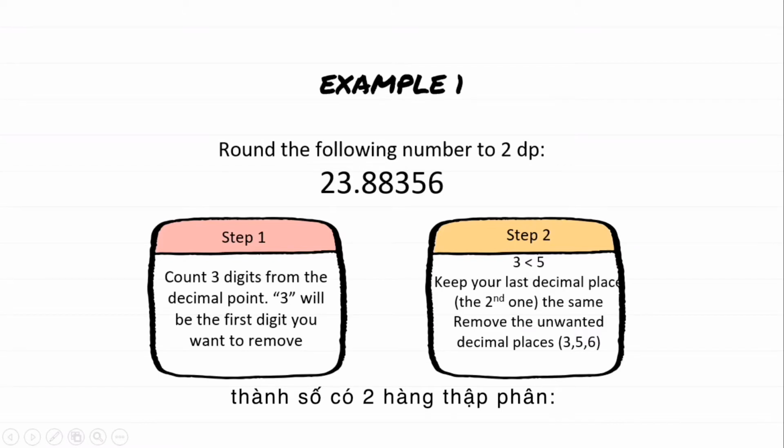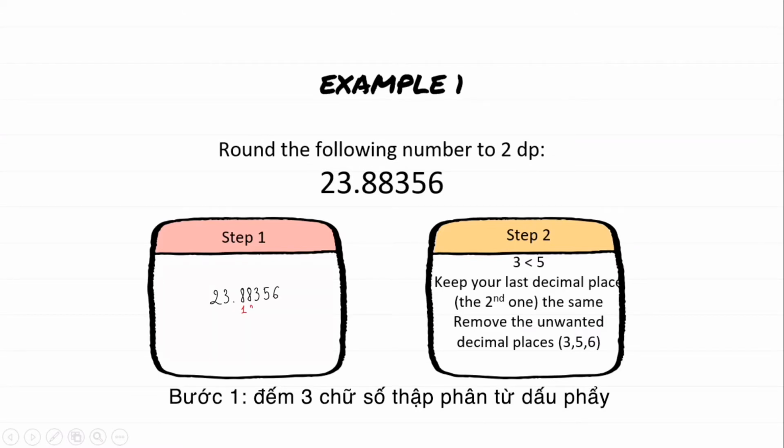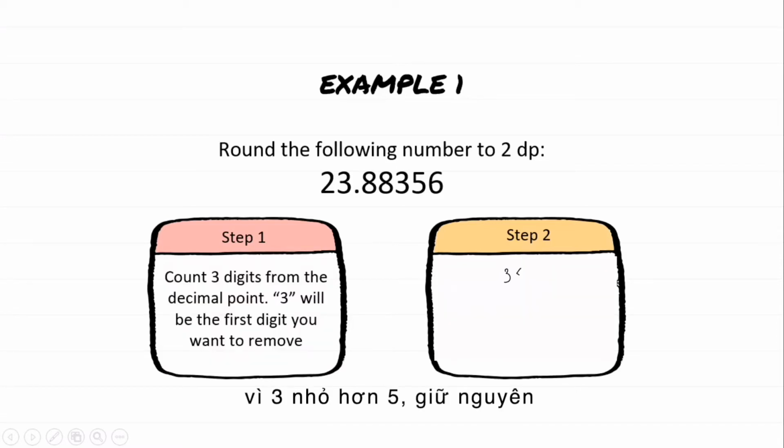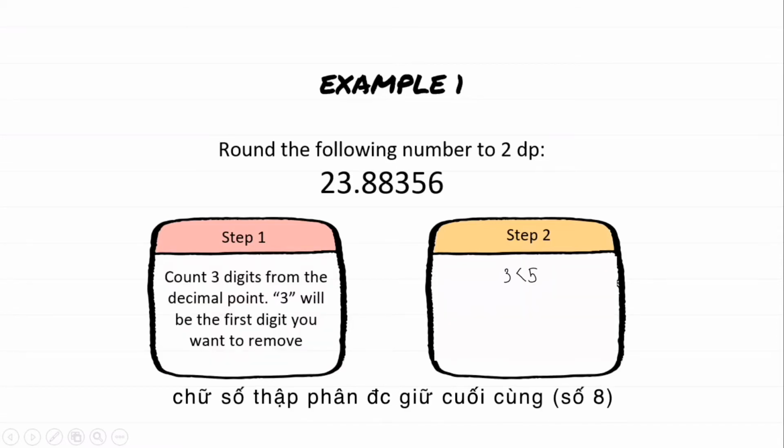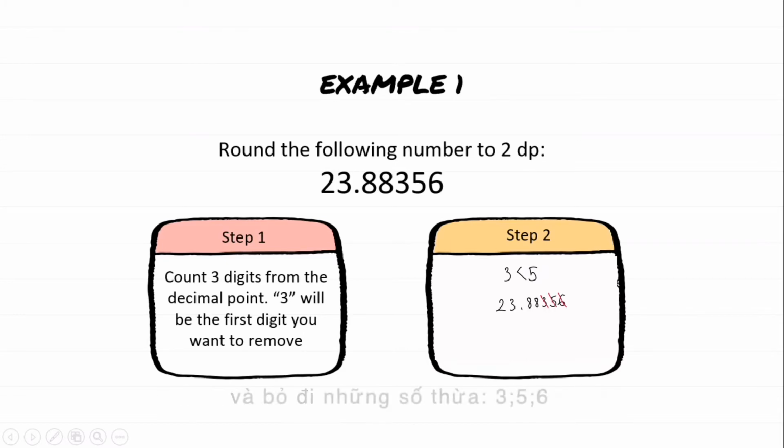For our first example, we will be rounding 23.88356 to 2 decimal places. Step number 1. Count 3 digits from the decimal point. Since 3 is less than 5, keep your last decimal, which is number 8, the same. Then remove the unwanted decimal places, which are 3, 5, and 6.